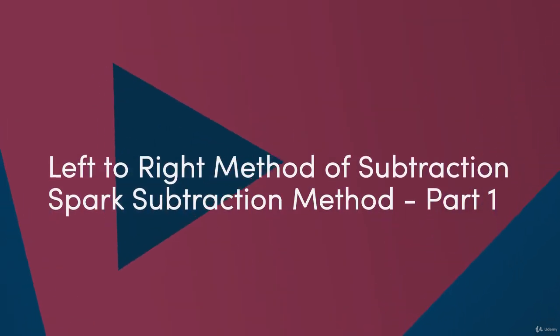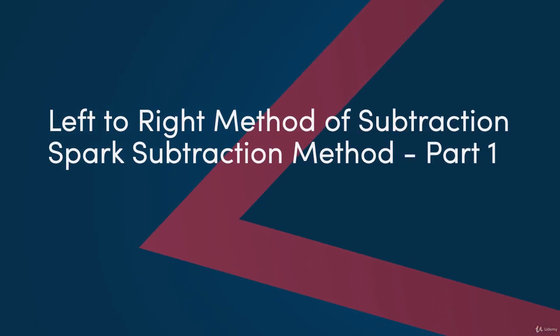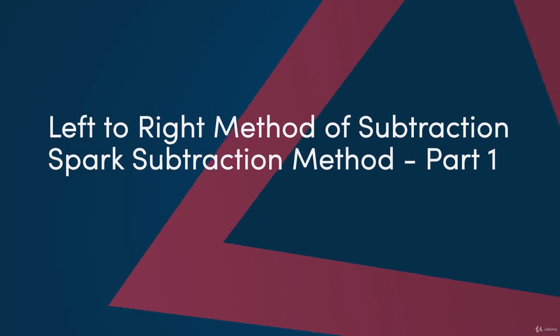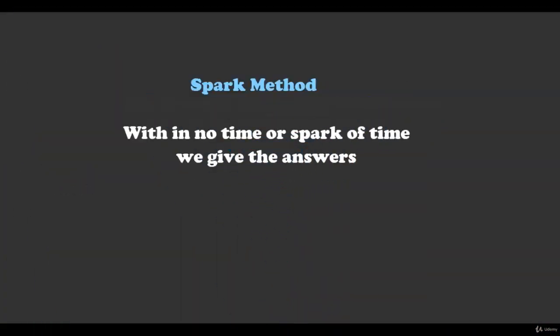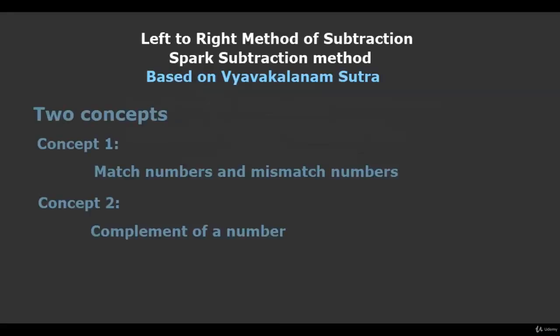In this lecture, we will be learning the world's fastest subtraction method, the left to right method or spark method, based on Vedic mathematics. We call this the spark method because within no time, or a spark of time, we give the answers. In order to understand the left to right method of subtraction, first we need to understand two concepts. The first concept is matched numbers and mismatched numbers, and the second concept is the complement of a number.